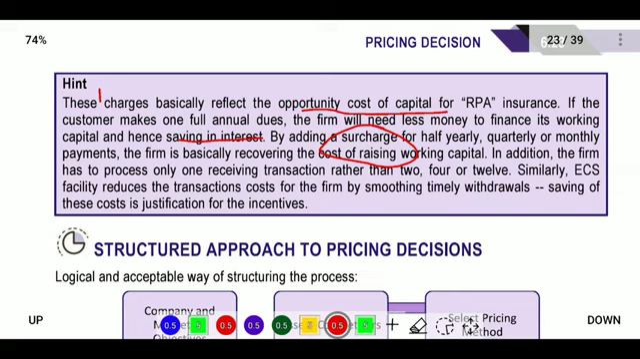In addition, the firm has to process only one receiving transaction rather than two, or twelve. That is, if you pay half-yearly, quarterly or monthly, we have to process that many times. Similarly, paying through the ECS facility reduces the transaction cost for the firm by smoothing timely withdrawals. The saving of this cost is the justification for incentives.